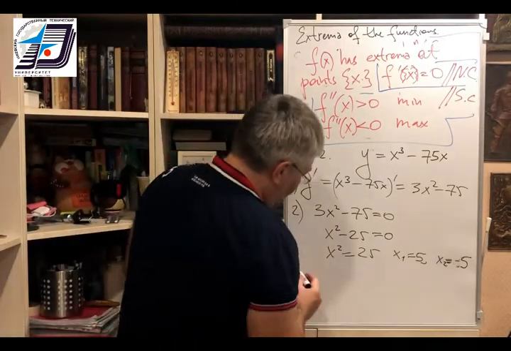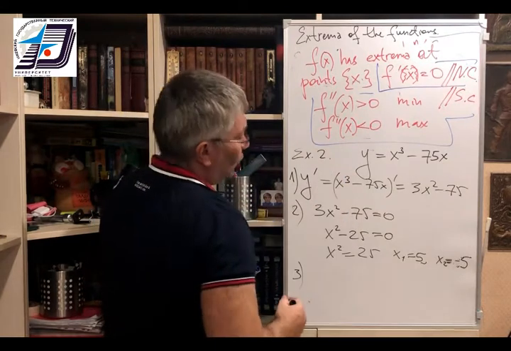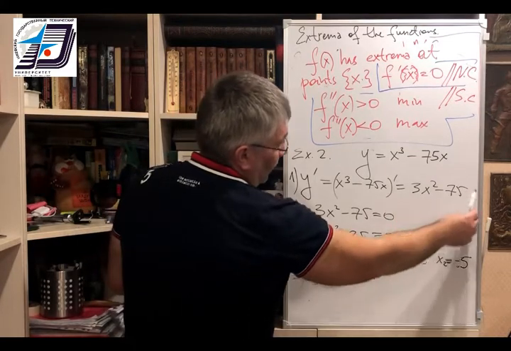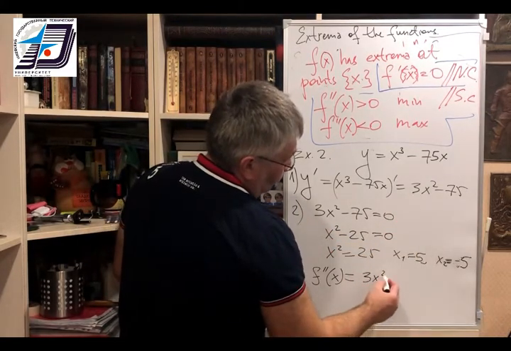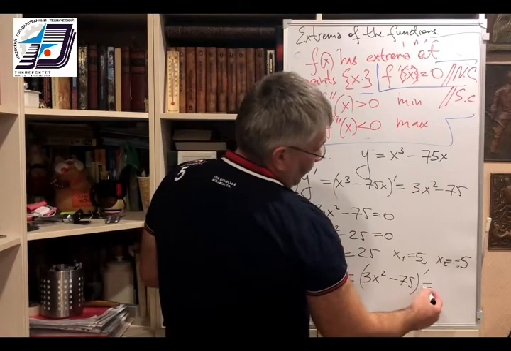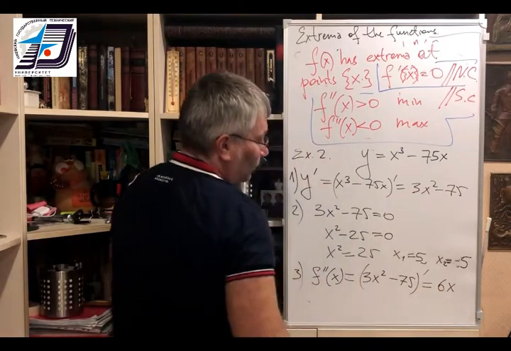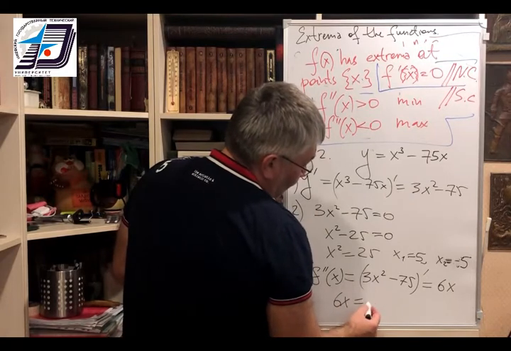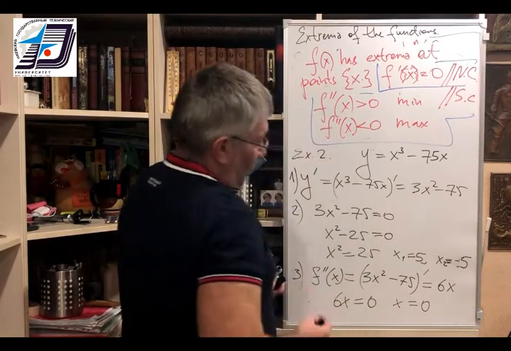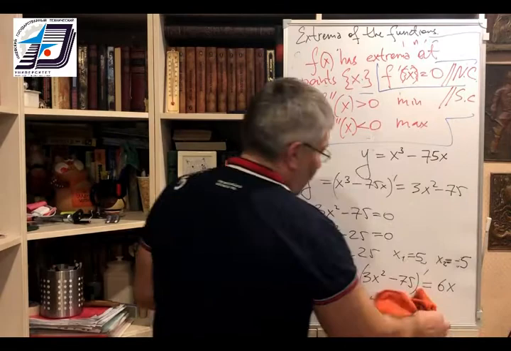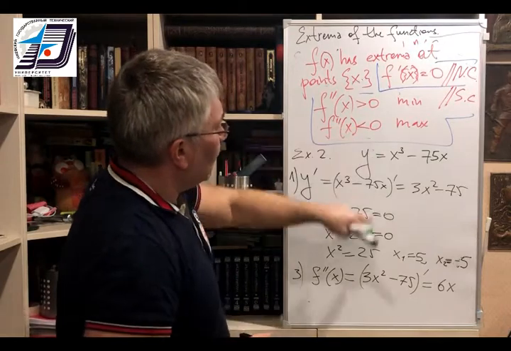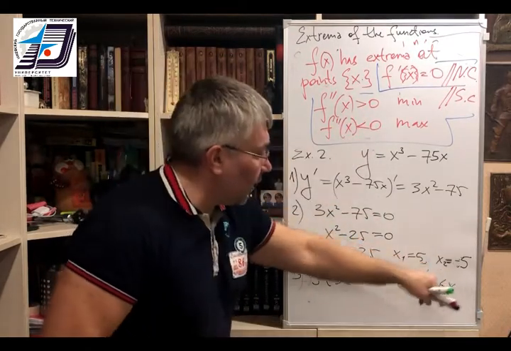And the third step, I have to use the sufficient condition and calculate the second derivative. I have to take this formula and calculate the derivative, it gives me 6x. I'm sorry. And now I have to check if it is positive or negative at the given points 5 and minus 5.